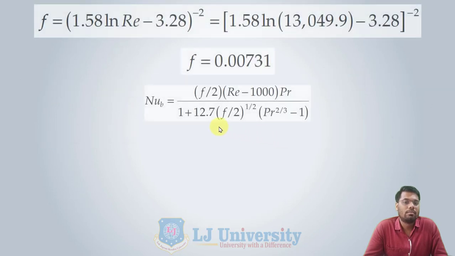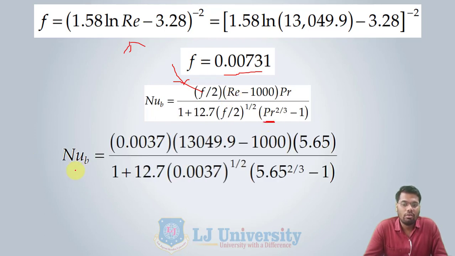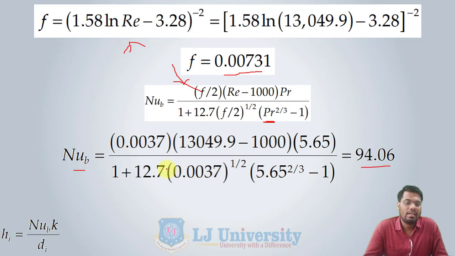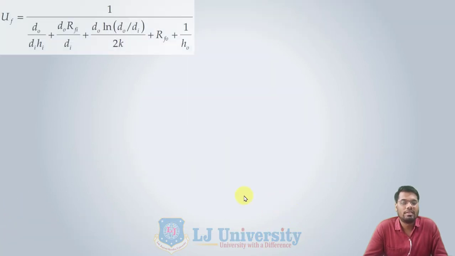Now from this Reynolds number, putting it in this equation, we will get the value of friction factor, which is 0.00731. Now putting the value of f and Reynolds number in this equation, and the Prandtl number, which is given in the data, we will get the value of this Nusselt number, which is 94.06. Now from the value of this Nusselt number we can easily calculate the value of heat transfer coefficient h, which will be 3586.1 watt per meter square Kelvin. This is the heat transfer coefficient at the tube side.